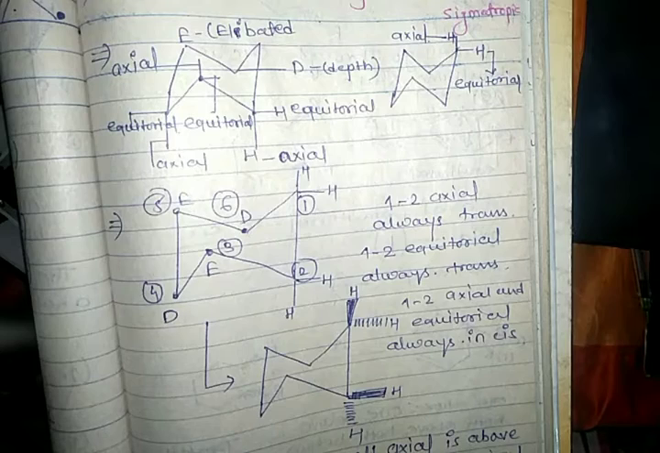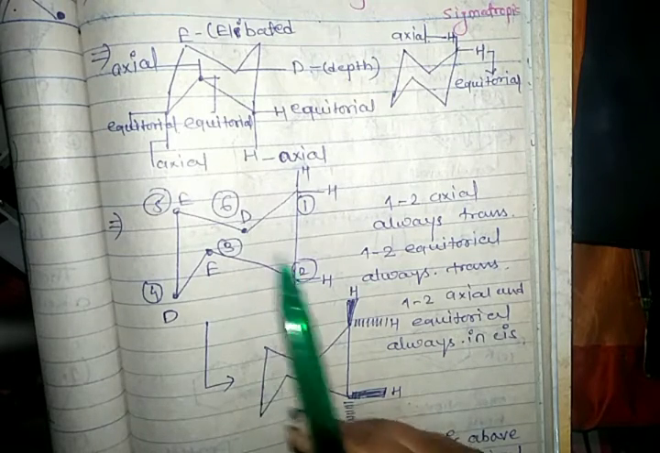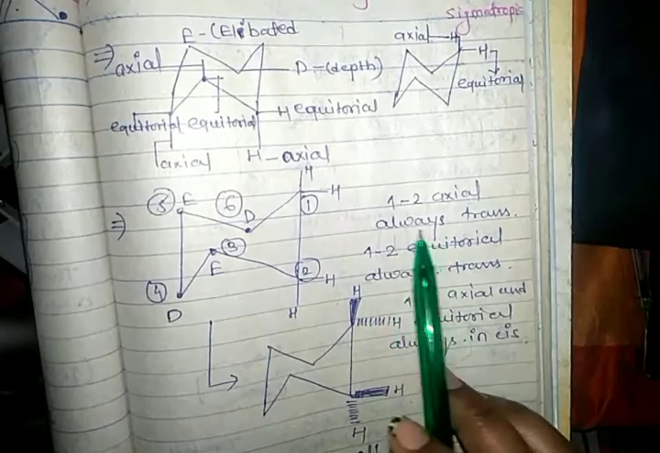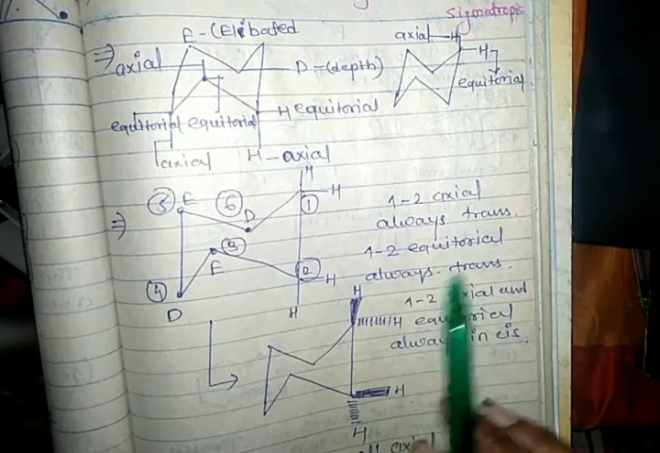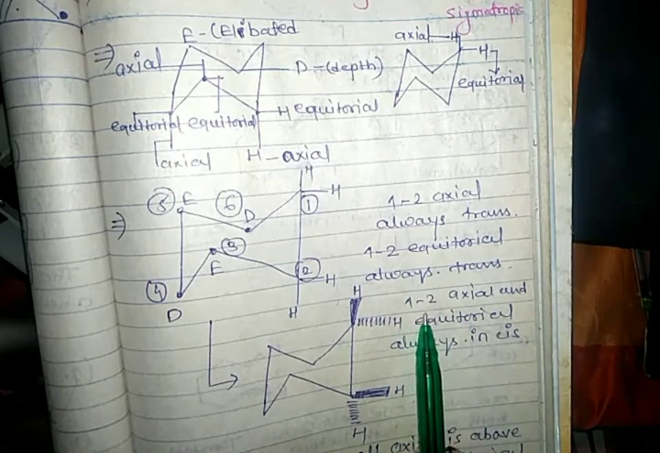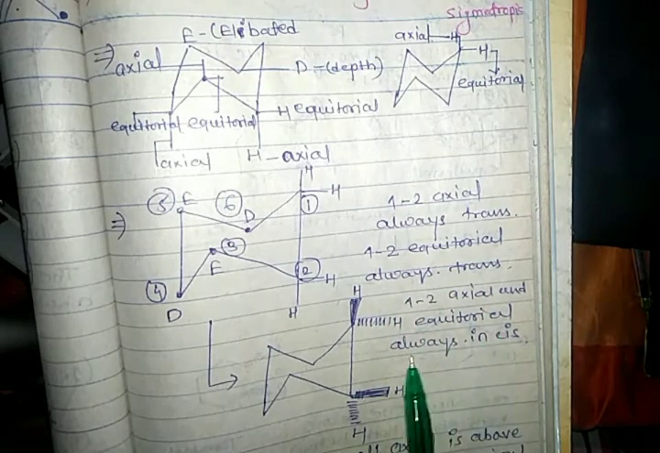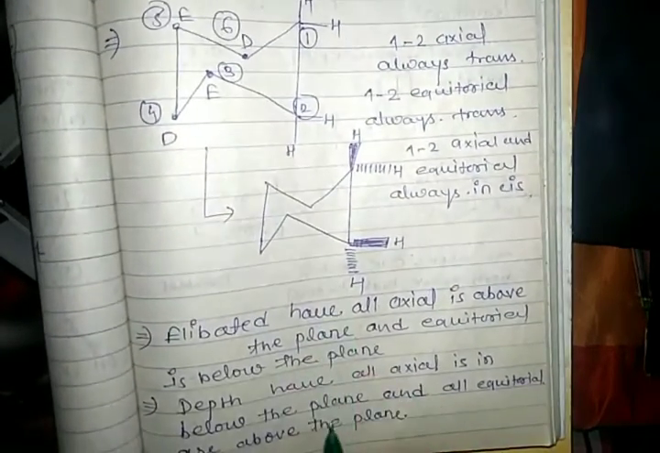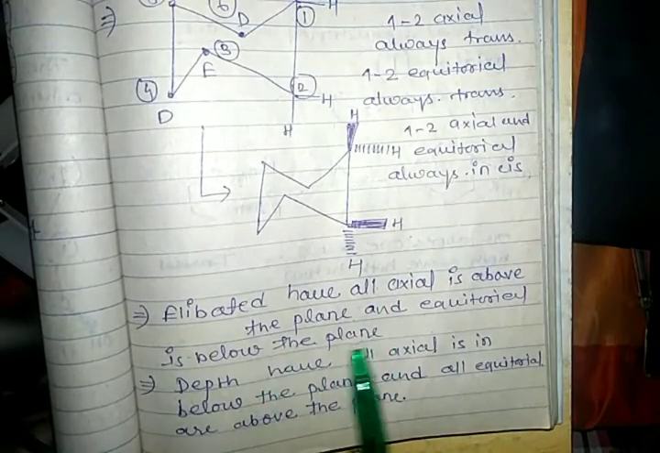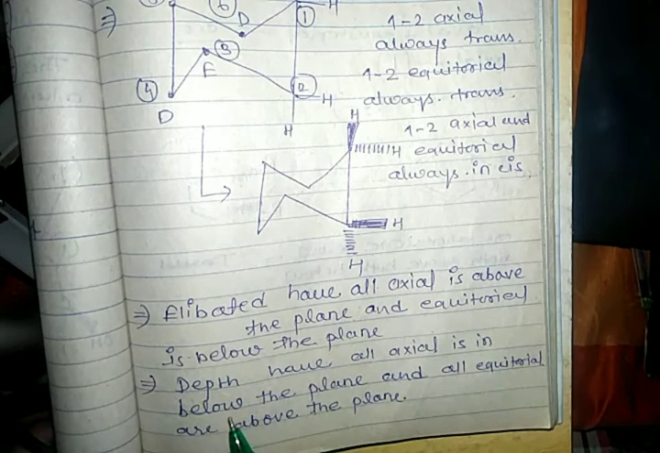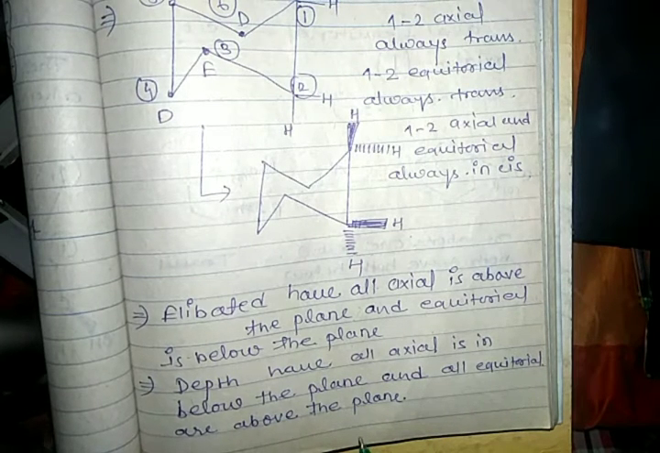Next we see some points of axial position and equatorial position. First point is 1,2 axial always trans together and 1,2 equatorial always trans together, but 1,2 axial and equatorial are always cis in form. Next another point: elevated has all axial above the plane and equatorial below the plane, and depth has all axial below the plane, and all equatorial above the plane.